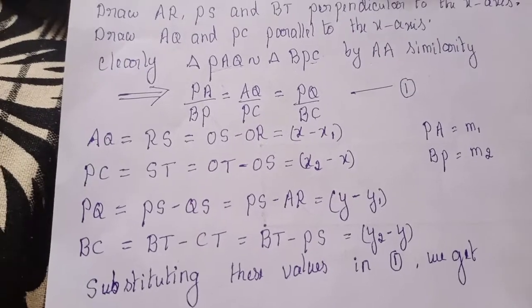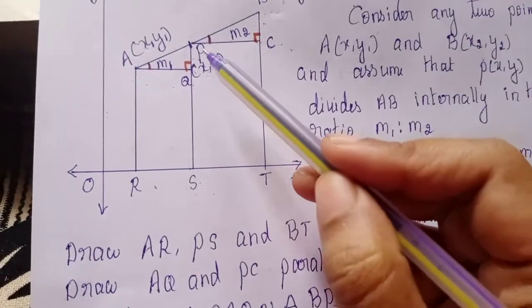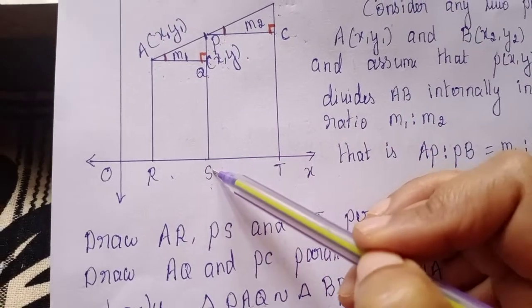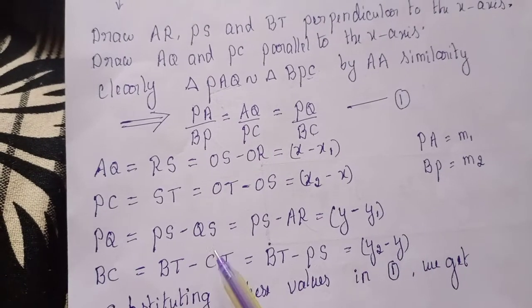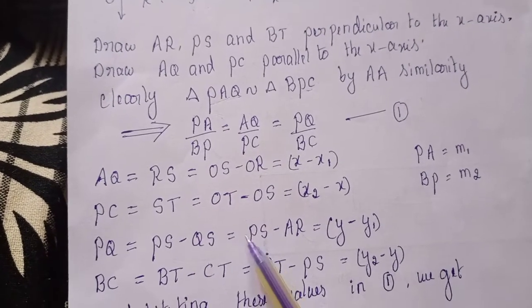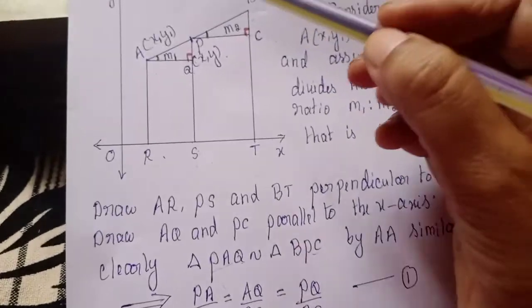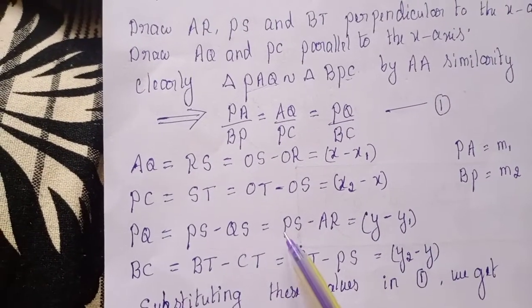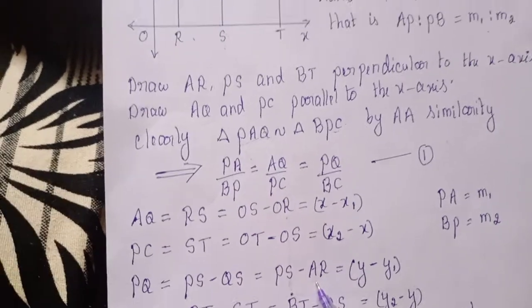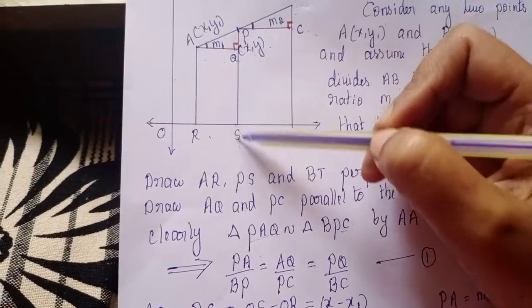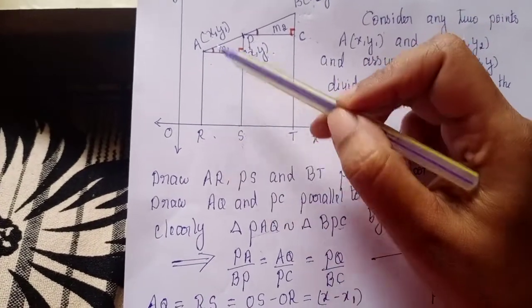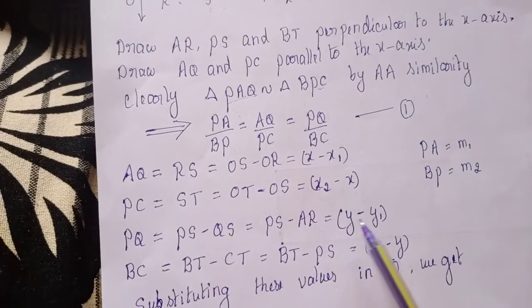Next, coming to PQ. You can see this is PQ. PQ can be written as PS minus QS. QS can be written as AR, because this is a rectangle. So PQ is PS minus AR. PS is nothing but y, because it is parallel to the y-axis, and AR is y1. So we got y minus y1.